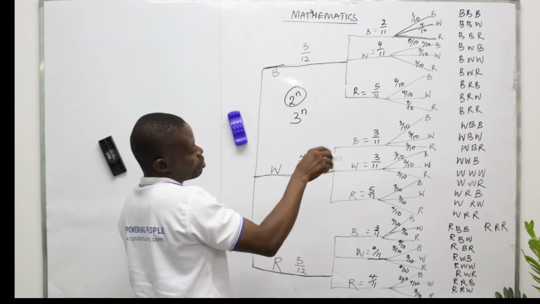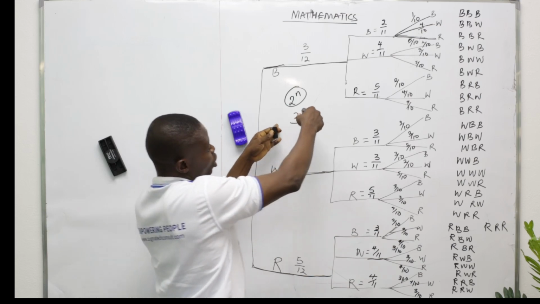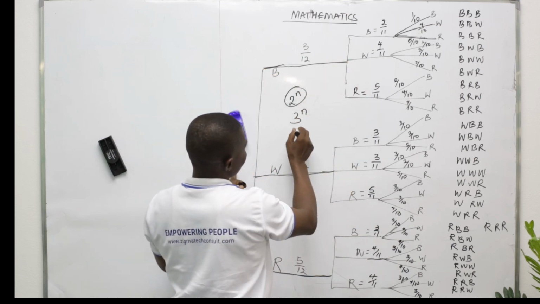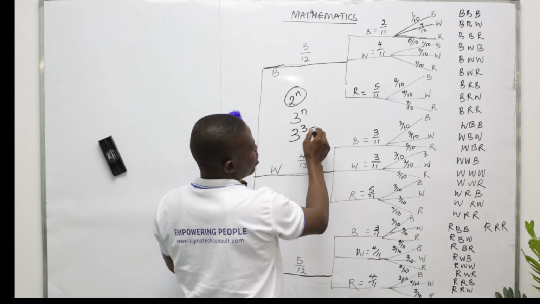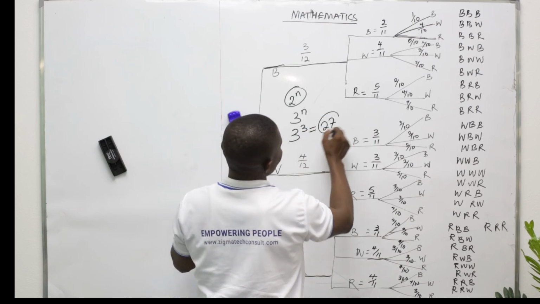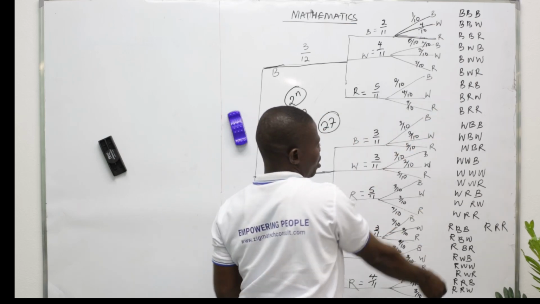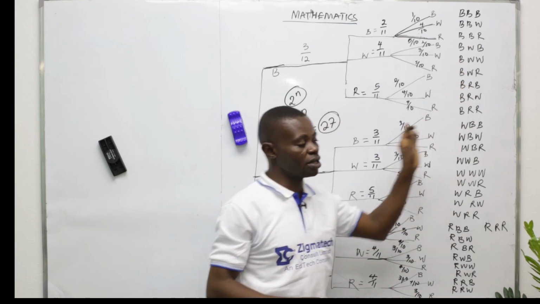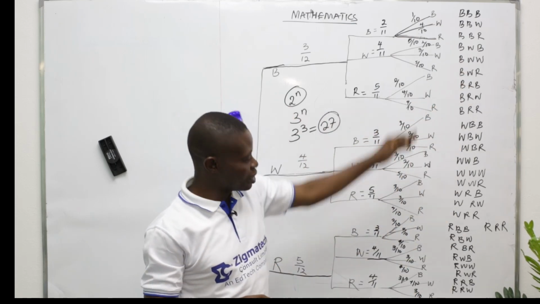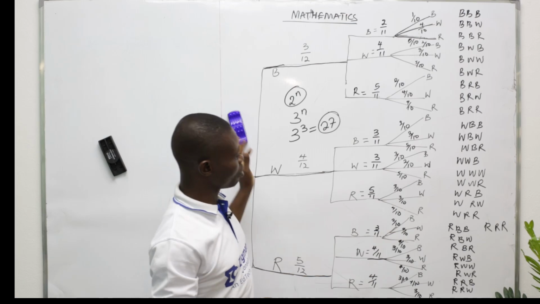Now, how many times were the balls removed from this place? 3 times, meaning 3 raised to the power 3. Now, 3 raised to the power 3 equals what? 27. So, automatically, you are correct. Everything you have here is in order. That is how to know when you are right and when you are wrong.